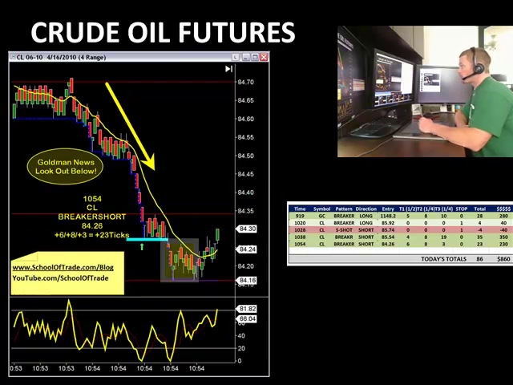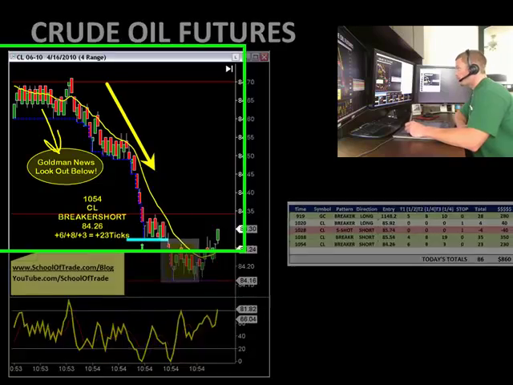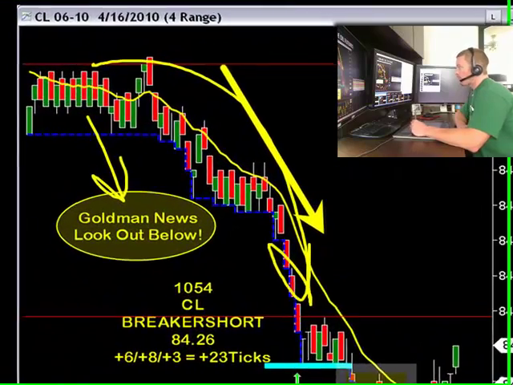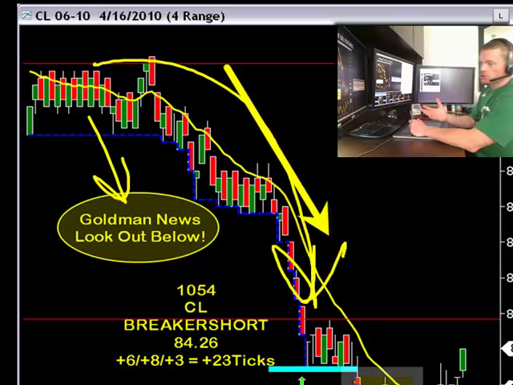And then we finished up here on the crude at 10:54, final trade of the morning, another breaker pattern short. Now this was just after we had heard that Goldman Sachs news comes out. Okay, so at this point we had started to see all this tumbling price action. But the one thing I wanted you guys to notice was that even though the price was moving, it may not be the best time to be trading.